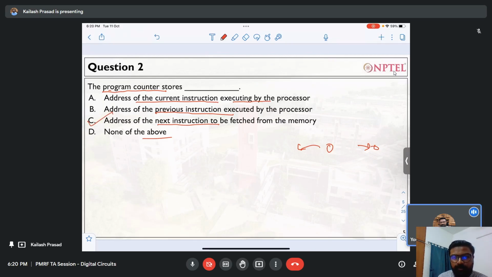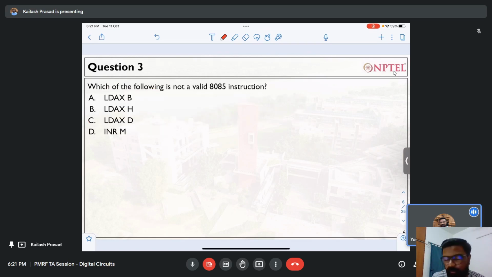The main job of the program counter is this: whatever next instruction is to be executed has to be stored somewhere. Otherwise, how will the processor know what the next instruction is? To take care of that, the program counter stores the address of the next instruction. So whenever an instruction is being executed, the next instruction's address is already ready in the program counter, and the operation just keeps on continuing. That was the second question.